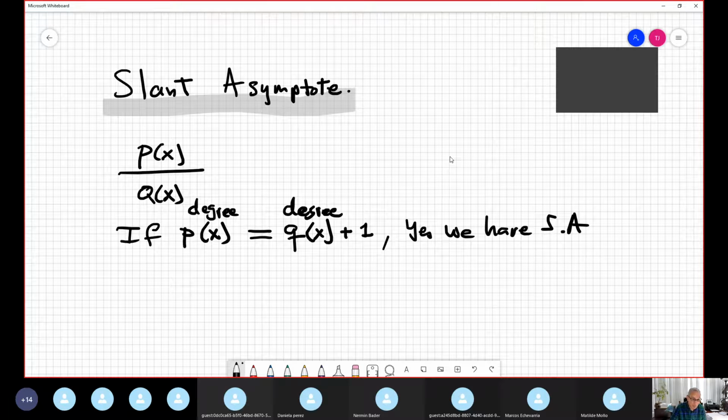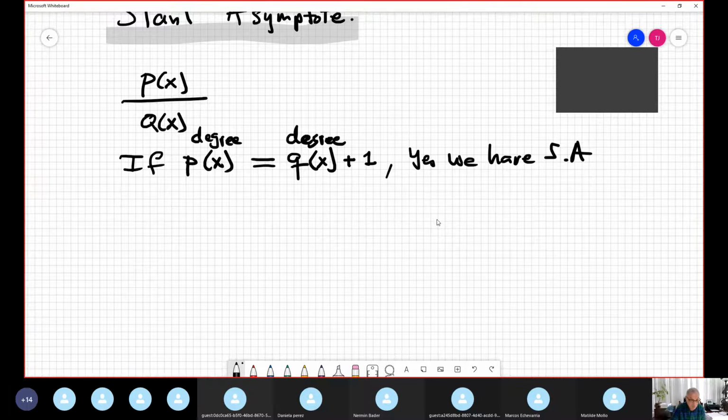I suppose you remember the horizontal is when you have the same degree, or the special case is when the degree of Q is bigger than the degree of P, but in this case, completely different. The degree of P is bigger than the degree of Q by only 1, not 2, not 3, not 4. One example to understand this.